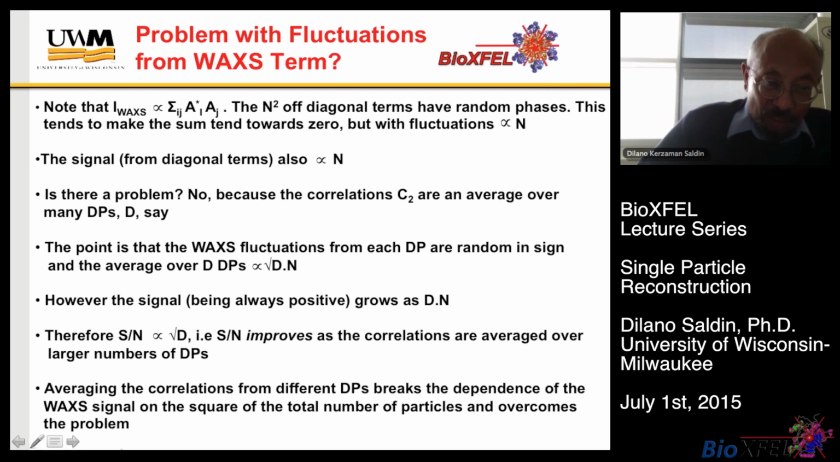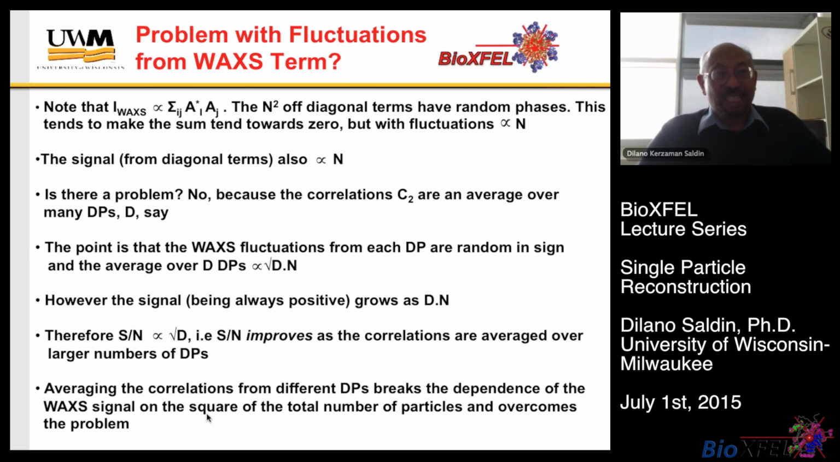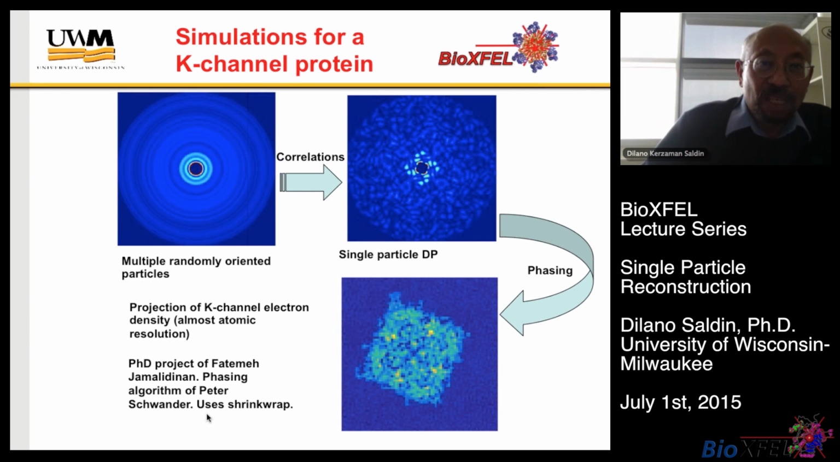By the way, this is the same conclusion that was reached by Kirian et al. in a paper they published some years ago. Now, averaging the correlations over different diffraction patterns breaks the dependency of the wax signal on the square of the total number of particles and overcomes this problem.